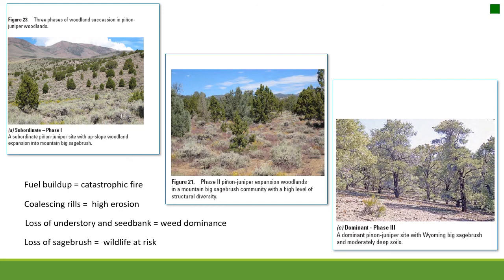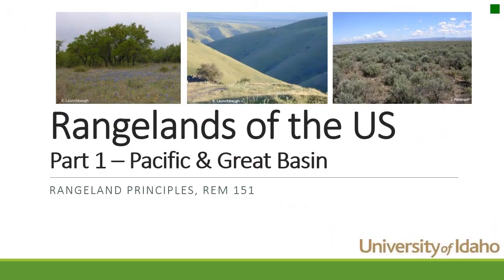So juniper invasion occurs over kind of a long sere, and there are a lot of management options in phase one and hardly any in phase three. So that's some of the main ecosystems of the Pacific and Great Basin region.